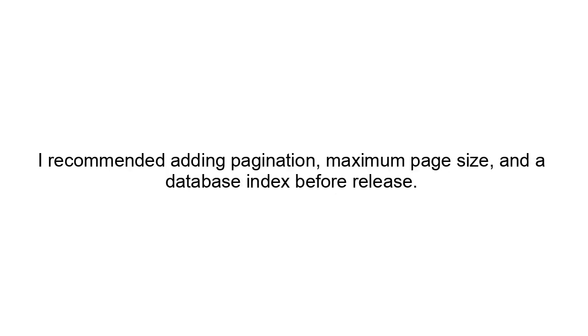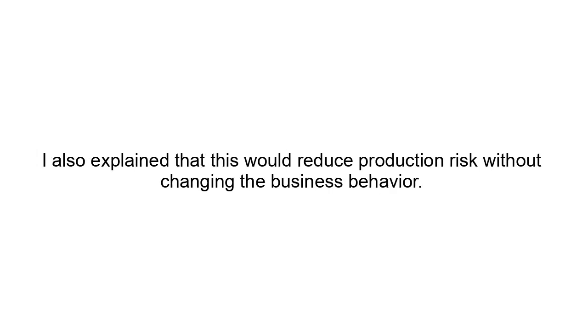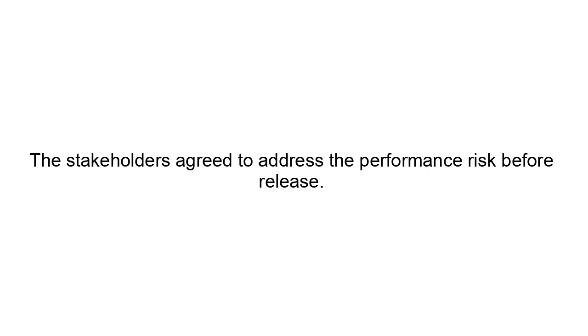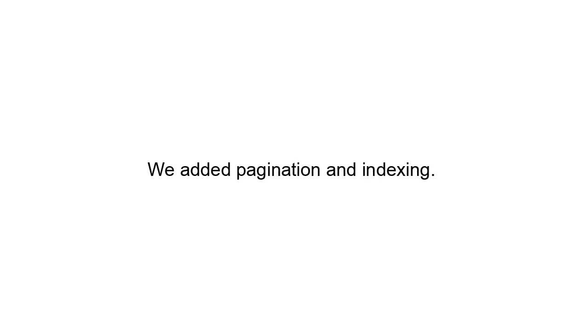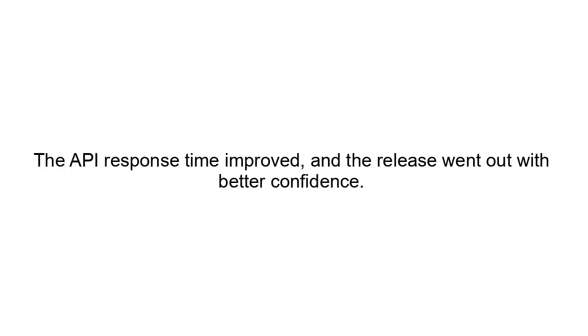I recommended adding pagination, maximum page size, and a database index before release. I also explained that this would reduce production risk without changing the business behavior. Result: the stakeholders agreed to address the performance risk before release. We added pagination and indexing. The API response time improved, and the release went out with better confidence.